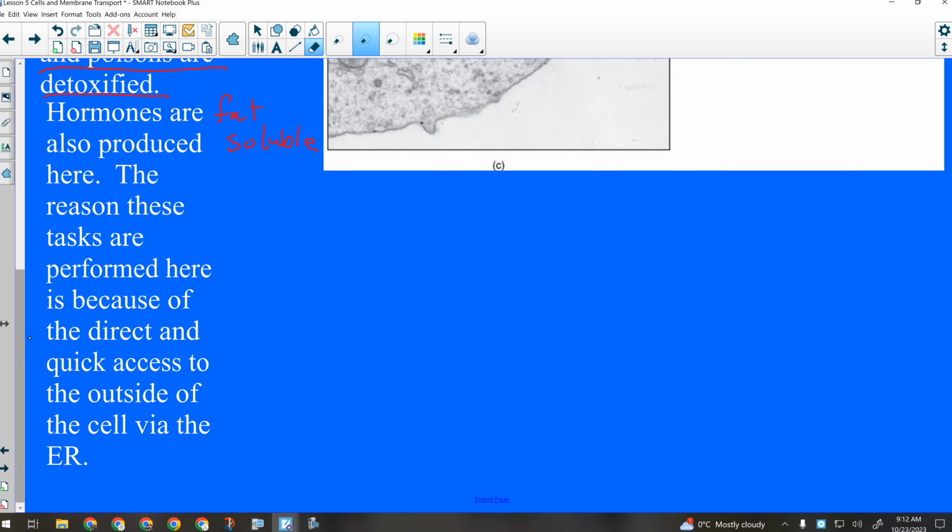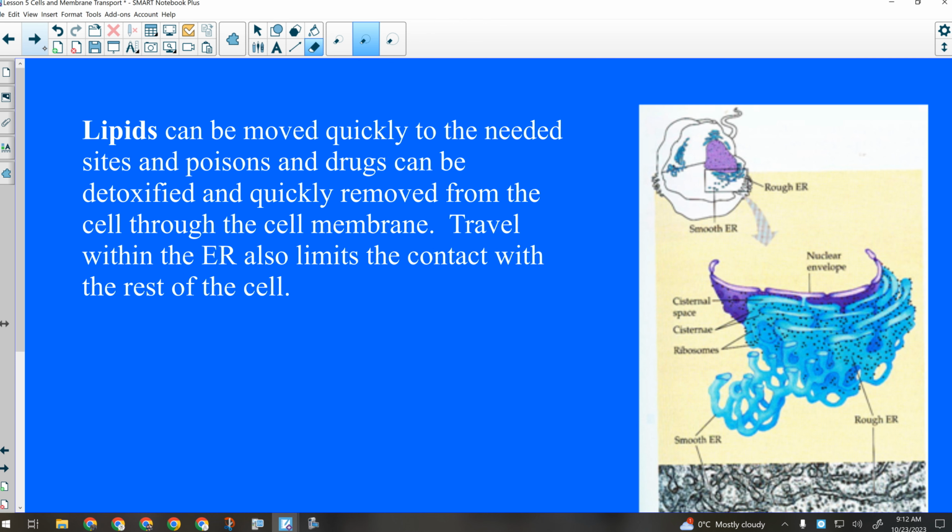Questions on that? Okay, and then like we said, lipids can be quickly moved through the smooth ER to the places in the cell because the smooth ER goes everywhere. It's in contact with just about everything. So if something needs its membrane repaired, it's in contact with the smooth ER and it can ship the lipids there and get that membrane repaired toot sweet.